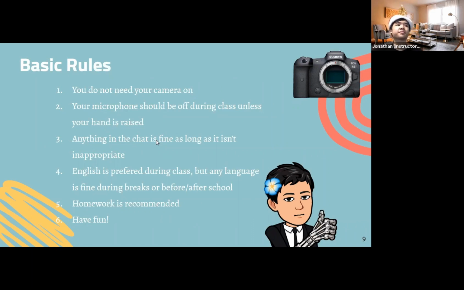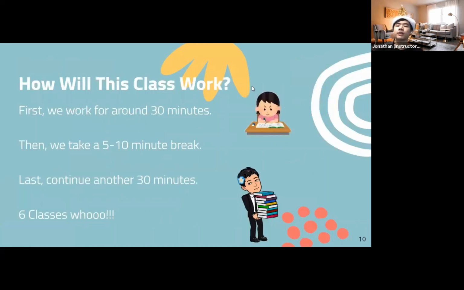Every class is going to be basically 1 hour. We're going to first do 30 minutes, and then once 30 minutes is up, we'll take a 5 to 10 minute break. I think we'll just take a 10-minute break because I know you guys probably just want more breaks. So 10-minute break for you guys, and then we'll do 30 more minutes. So basically a total of 1 hour. And we have a total of 6 classes.